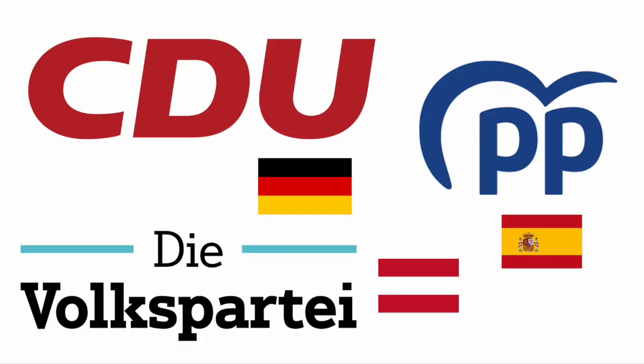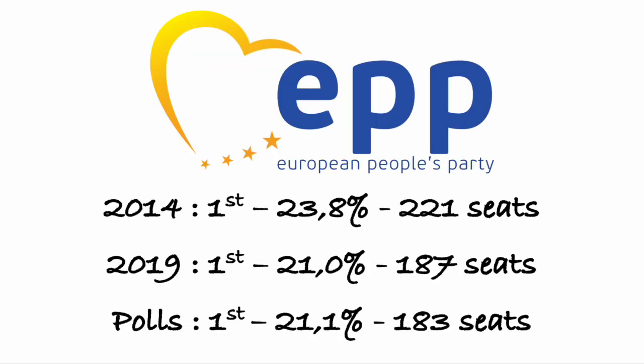Some notable parties include the CDU in Germany, the Austrian People's Party, and the People's Party in Spain. Here are their last election results. You can see that every time they arrived first.